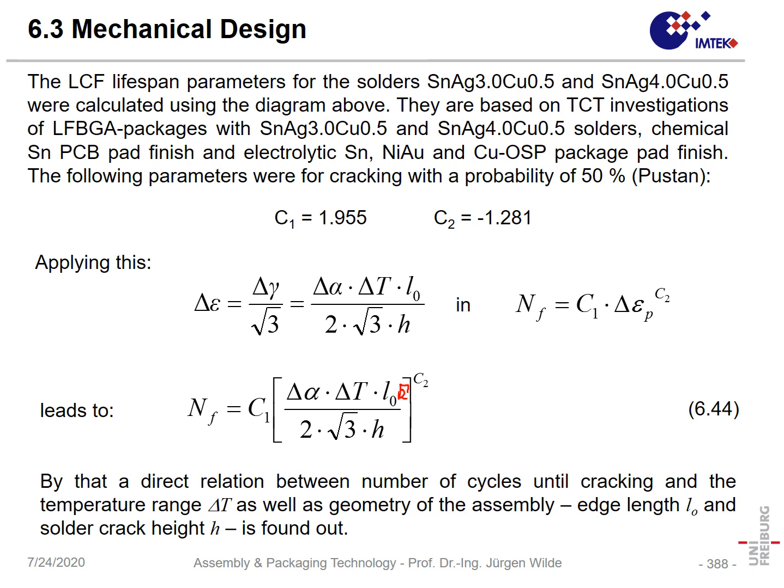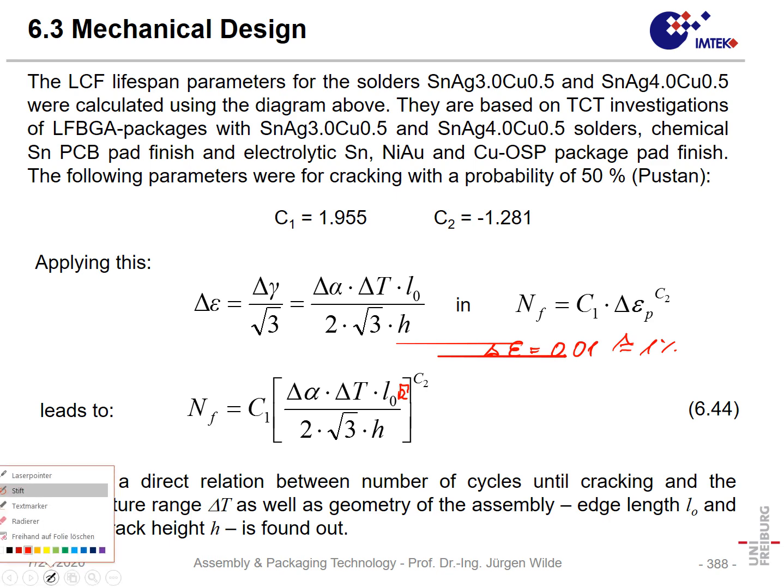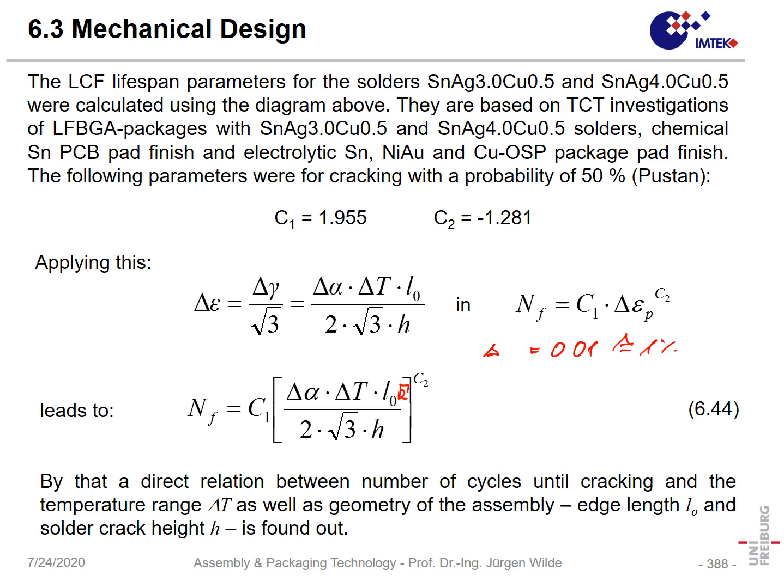So when we get a certain strain, for instance, assume delta epsilon is 0.01, so that is equivalent to 1% of strain, and in that way we could estimate the number of cycles to failure. I will not be able to compute it now, but roughly it will be a few hundred cycles which the sample tolerates.